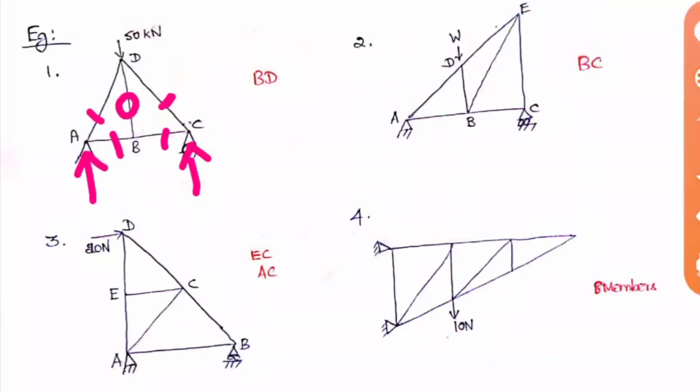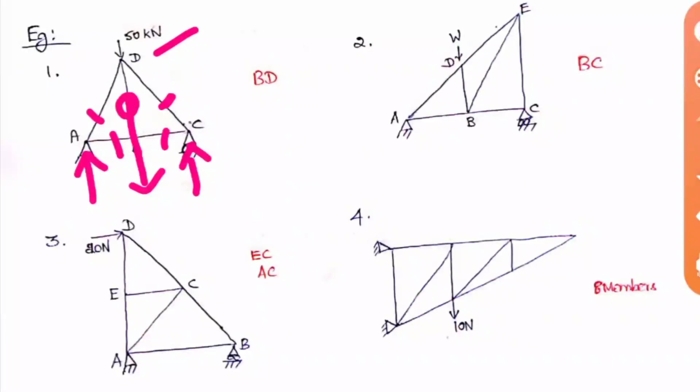You may think that here a 50 kilonewton force is acting, so how will this become a zero force member? Because we have inclined members on these two sides, the vertical force will be split with that inclined force, and the straight member will have zero force only. If the same load is applied here, then BD will not be a zero force member, because when this is straight, the load will surely be taken by the straight member only.